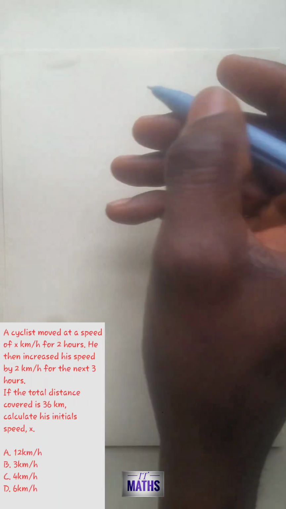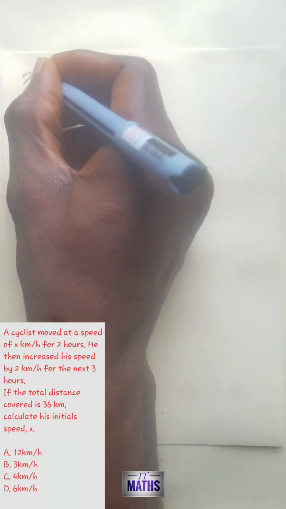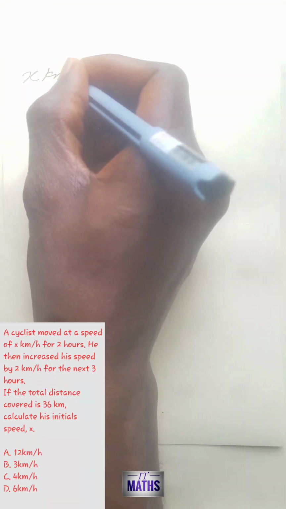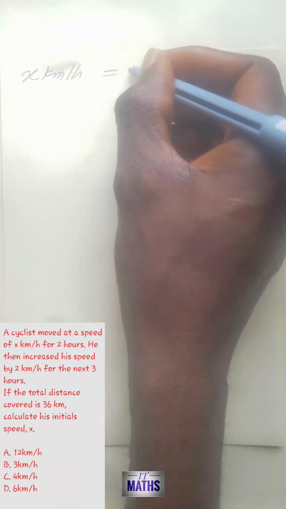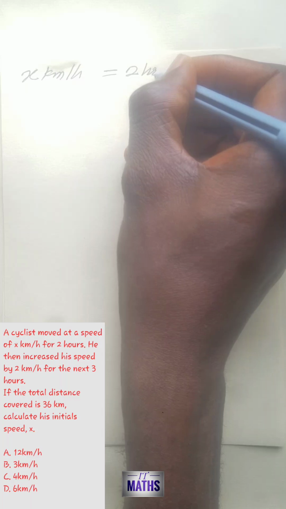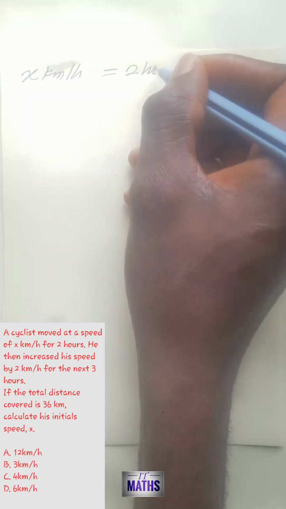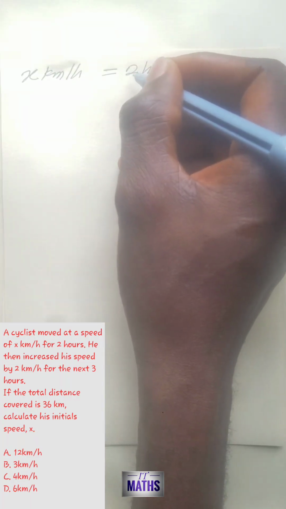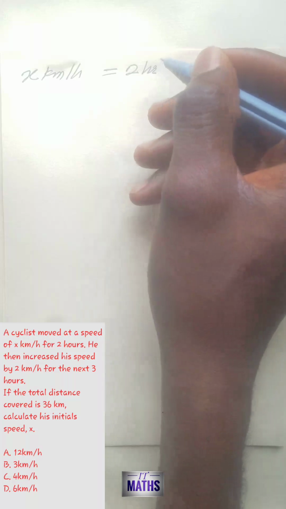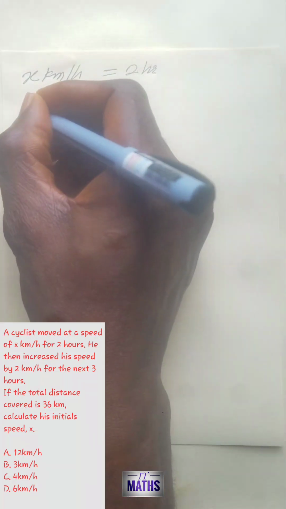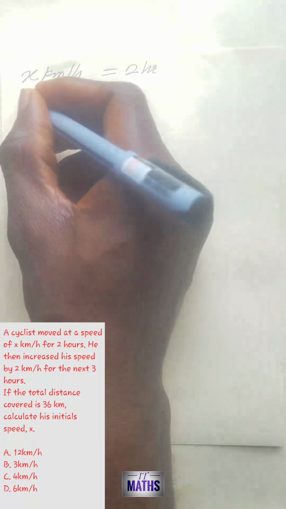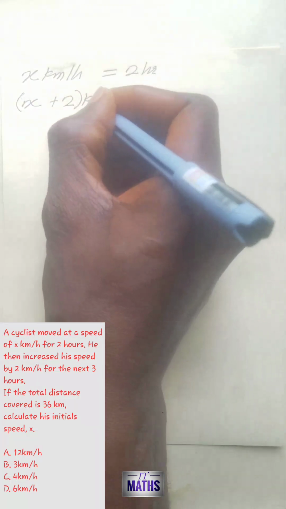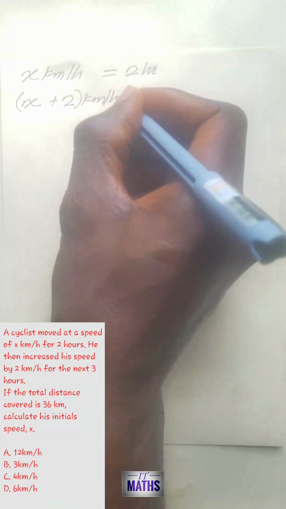Okay, let's get out the parameters. He traveled at x kilometers per hour for how many hours? 2 hours, right? And then he increased his speed by 2 kilometers. What does that mean? Whatever this speed is, x, he added 2 extra kilometers to it. Okay, that's the next speed, kilometers per hour.